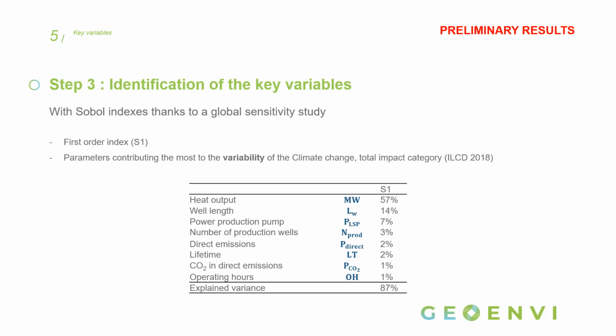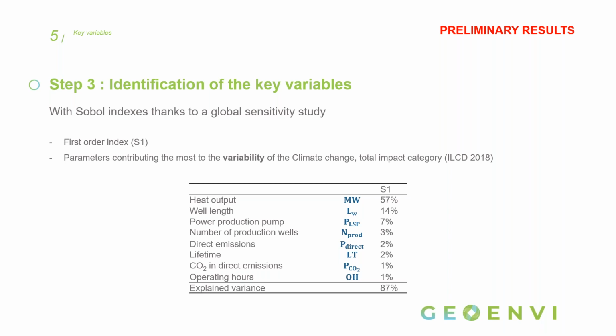And here you can see the parameters that are contributing the most to the variability of the climate change total impact category. We're using the ILCD 2018 impact category. The heat output is a very important parameter, the well length as well, the power of the production pump, but also the number of production wells. Despite the fact that we thought that the direct emissions are quite low, they seem to be an important driver of the variability of the climate change, as well as the lifetime, the CO2 content in these direct emissions, and the operating hours. Altogether, those 8 parameters explain 87% of the variability.